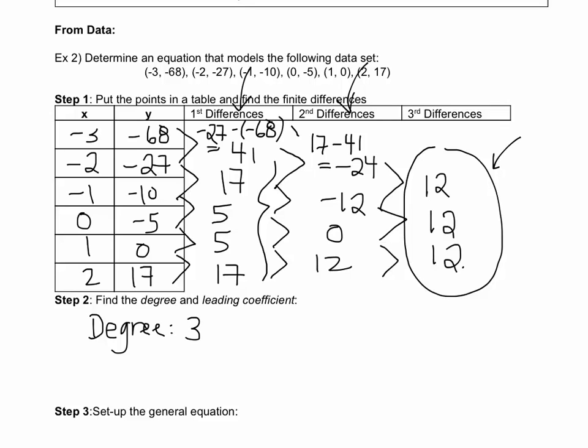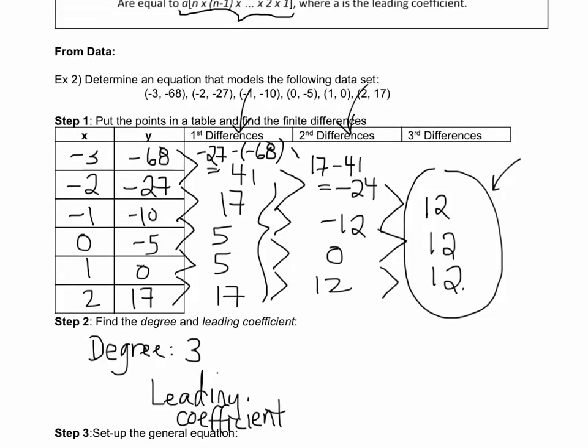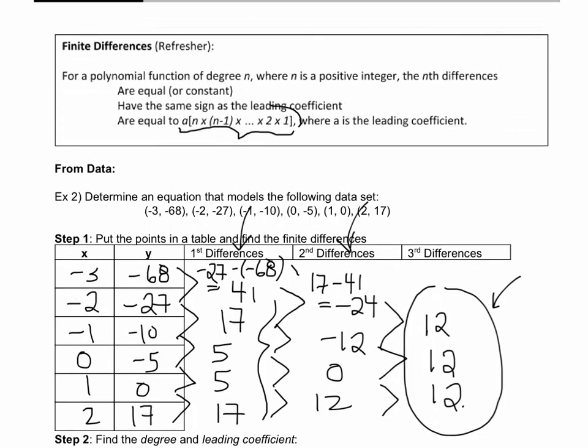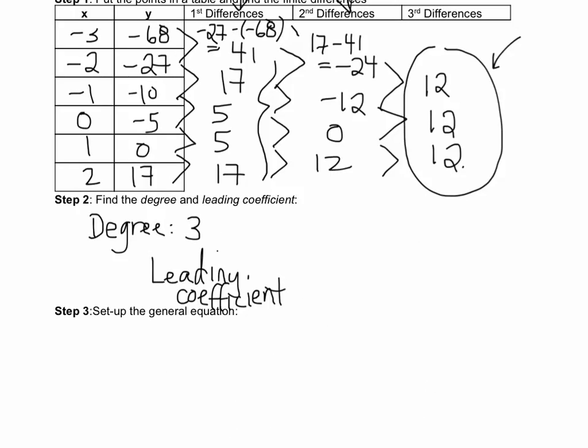To find the leading coefficient, a, we're going to use the equation given up here. The way we want to set it up is n is our nth differences, so in this example, n is going to be equal to 3. So it says that our third differences are going to be equal to this equation here. Setting that up, our third differences are equal to 12, and that's going to equal a times, putting in n, 3 times 2 times 1. If our fourth differences were constant, then this part of the equation would be 4 times 3 times 2 times 1.